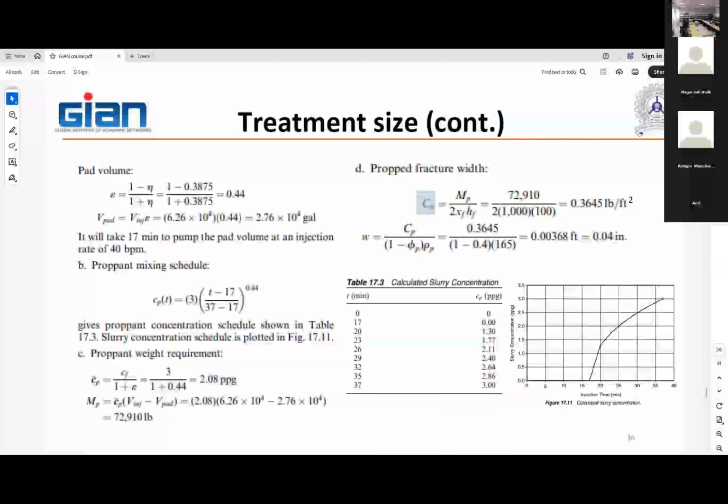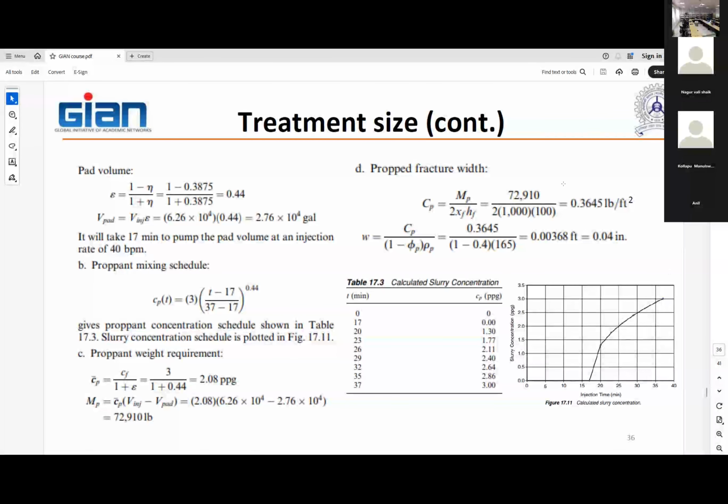So first you calculate the concentration of proppant in pounds per foot square of fracture. So if this is the fracture, per foot square of this fracture, what is the mass of the proppant you have? In this case, total mass is 72,910. And then what is the area of the fracture? 2 times the fracture half length times the height of the fracture. So this formula, 1000 times 10 times 2 times 1000 times 100. So you get 0.3645 pounds per foot square of fracture.